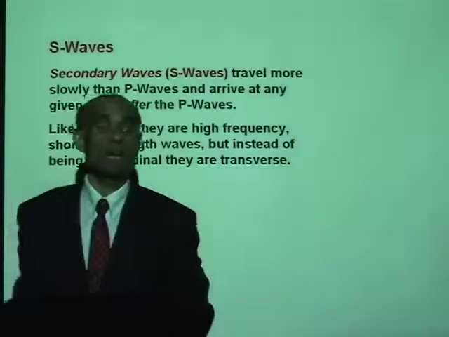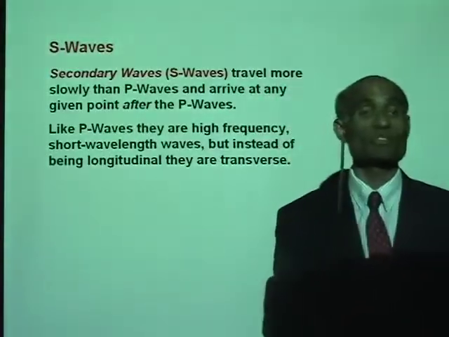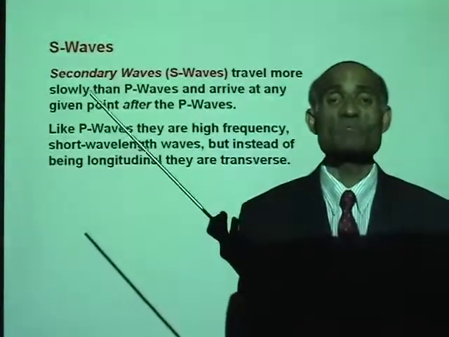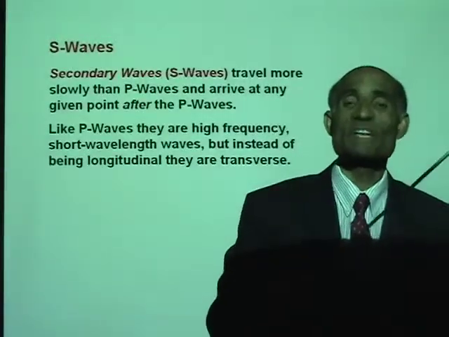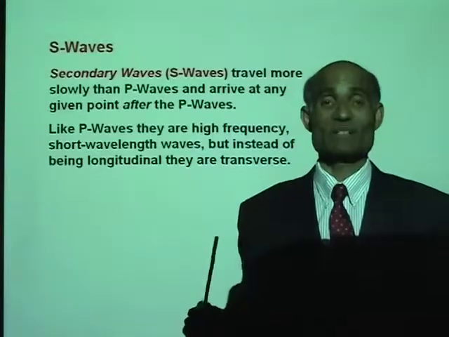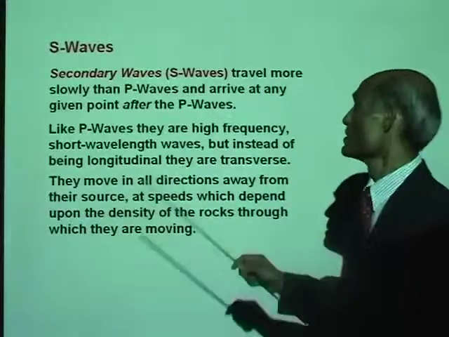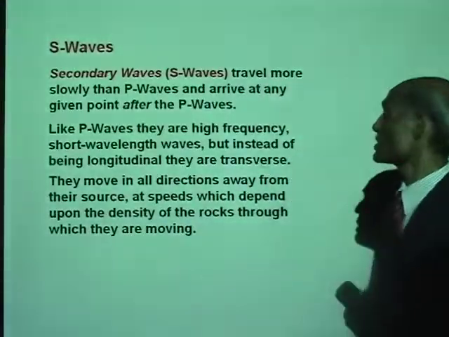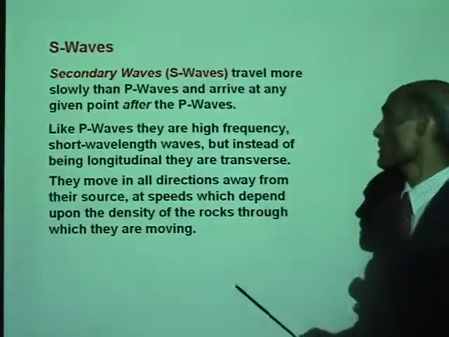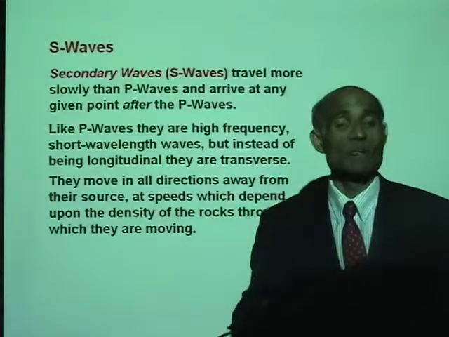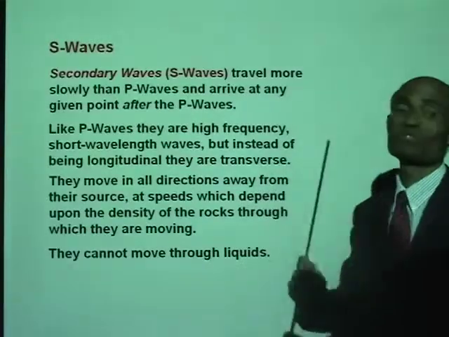So P waves are longitudinal waves and S waves are transverse waves. And the main difference between them, apart from the one I just showed you, is that longitudinal waves can travel through solids and liquids, whereas transverse waves can only travel through solids. So they move in all directions away from their source at speeds which depend upon the density of the rocks through which they are moving. They primarily move through rock, and they cannot move through liquids.